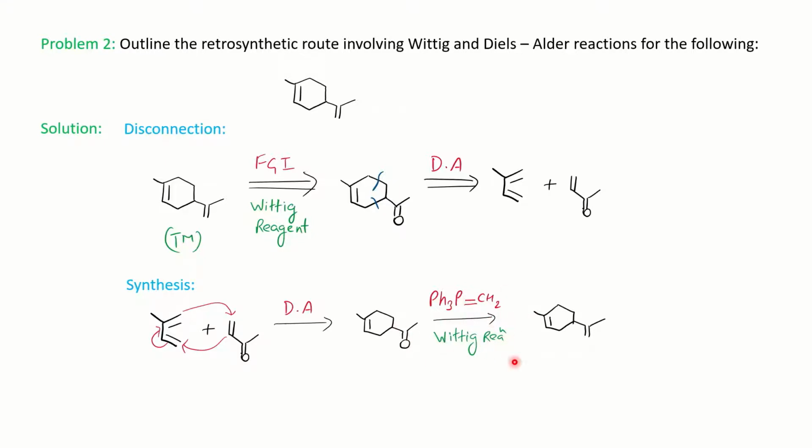If not, you can refer to the textbook for this, and you can find out how it converts. Since here we don't require the mechanism, you should know that the carbonyl group in the presence of Wittig reagent converts into an exo double bond. So this is how you can design this particular target molecule with the help of Wittig and Diels-Alder reaction.